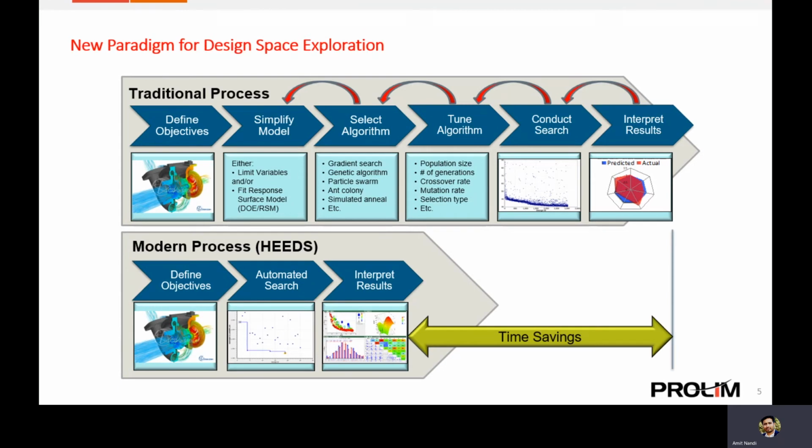If you compare this with the modern process of SimCenter HEEDS, then many of the tedious processes have been removed, and are automated in HEEDS. So here you just have three processes. One is that you define the objective, constraints and variables. Once that is done, HEEDS will search for the best design automatically based on the parameters you have set, and then finally you post process results.